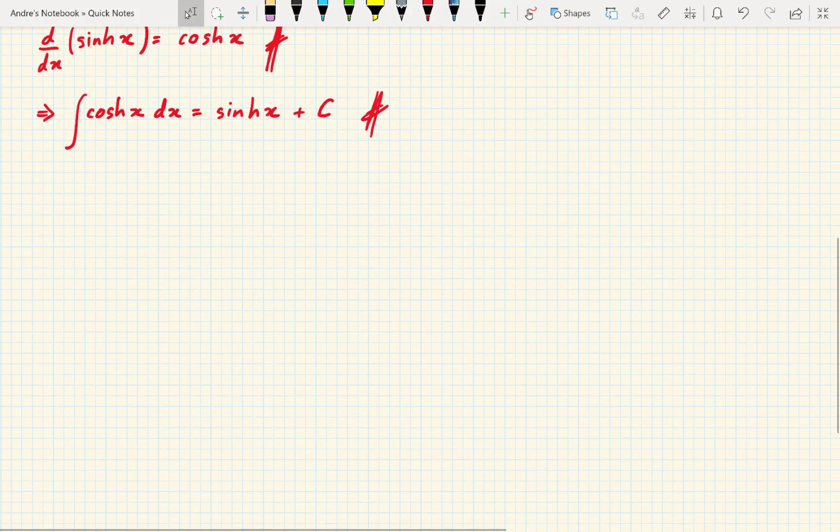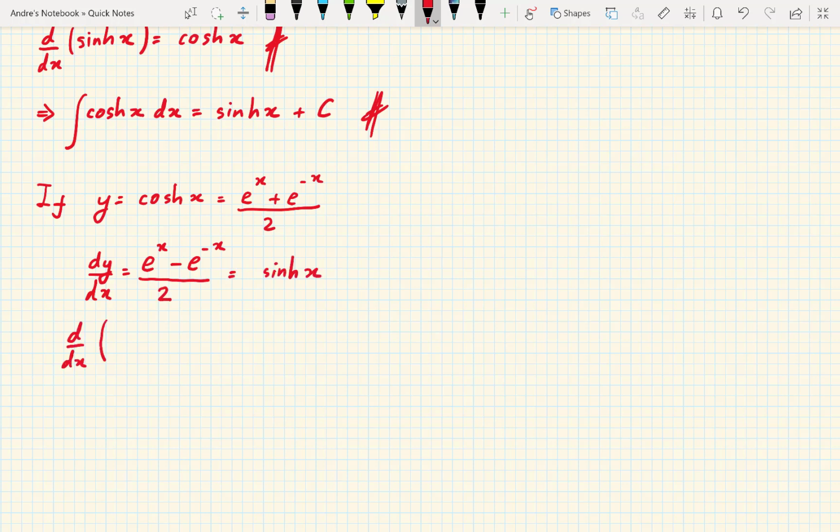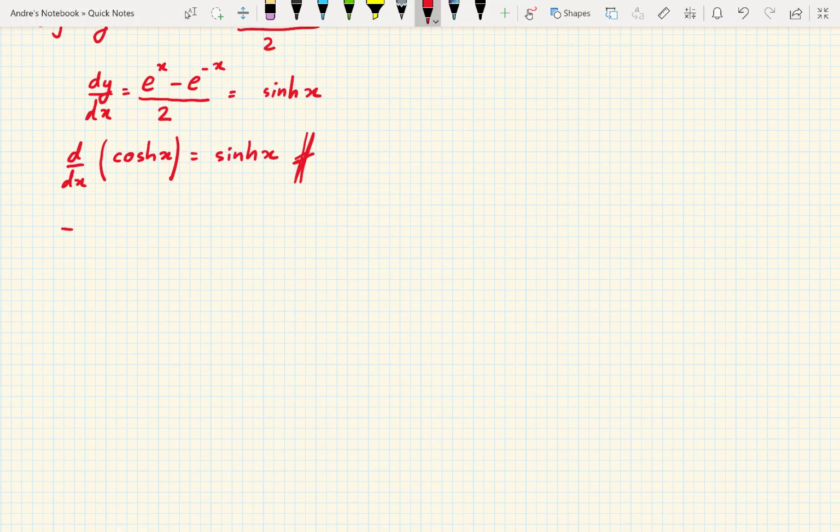Now let's define y equals cosh x, which is by definition (e to the x plus e to the minus x) on 2. Differentiating, we get dy by dx equals (e to the x minus e to the minus x) on 2, which is sinh x. So the differential of cosh x is sinh x, another result which we met in the second presentation. And so the integral of sinh x is cosh x.